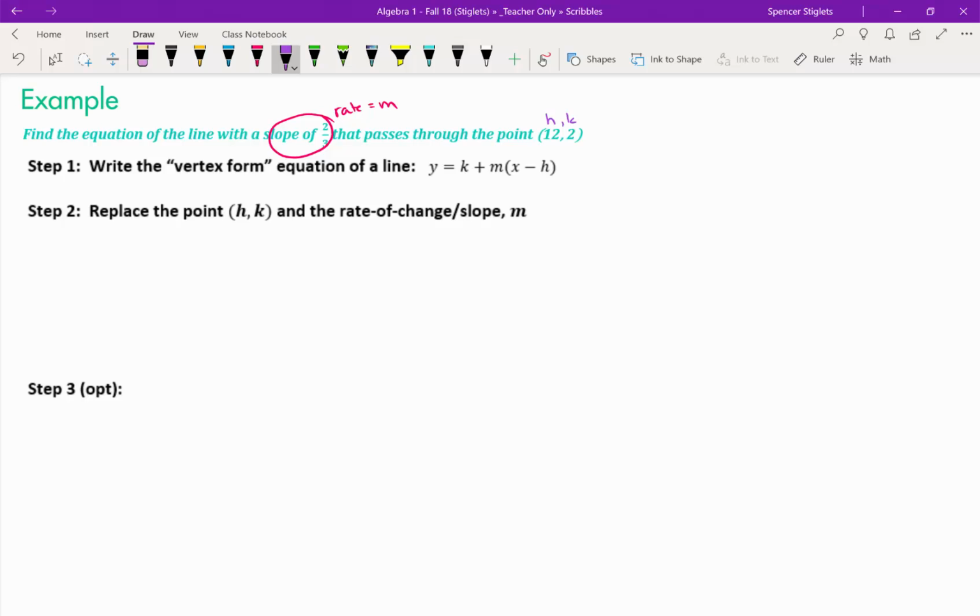So we're going to try to write the equation of a line, and we're going to find out that with this form, it is incredibly easy to do. We simply write our equation: y equals k, that sort of starting y value, plus m, the rate of change, times x minus h. So what do we know in this formula? Well, we know that our rate of change is 2/3, so I'll put that in the place of m. We also know that h is 12, so I would note that up here, h equals 12.